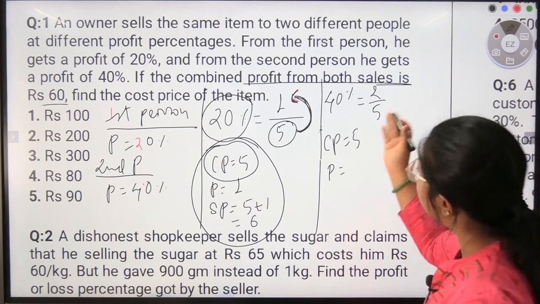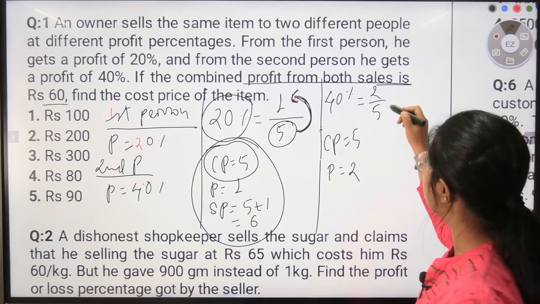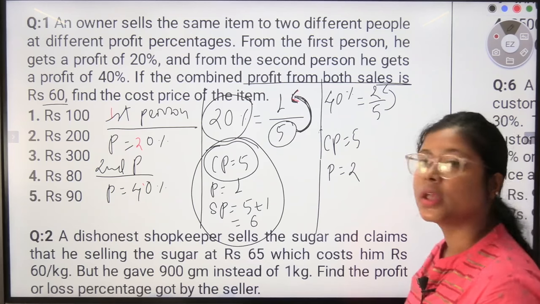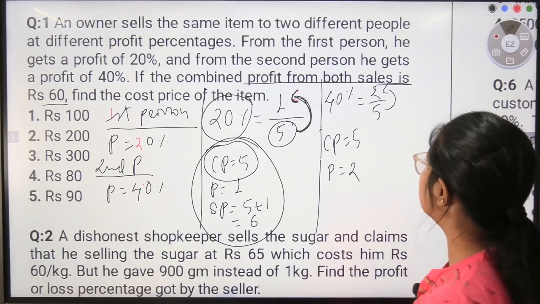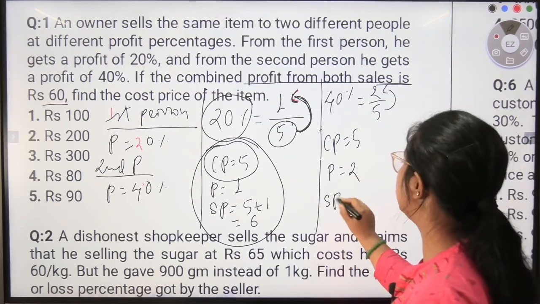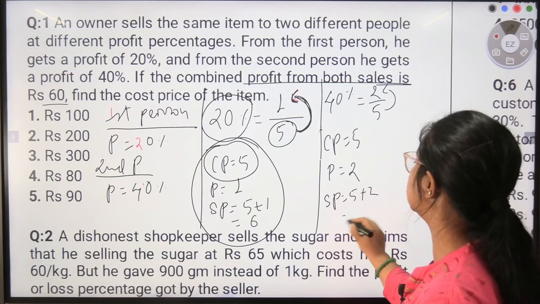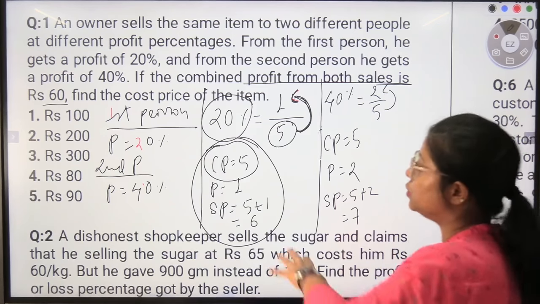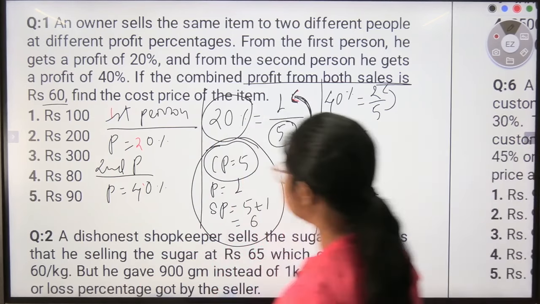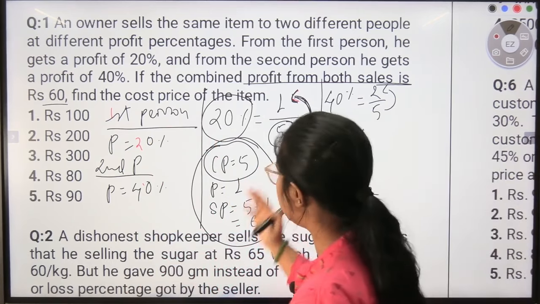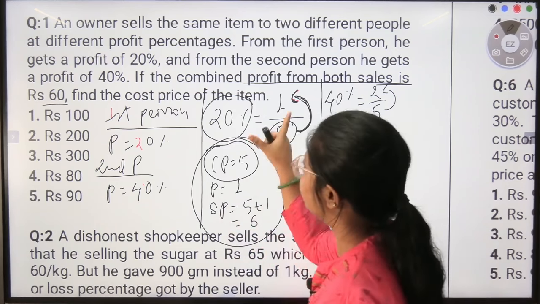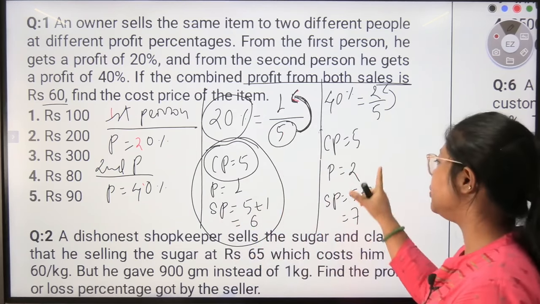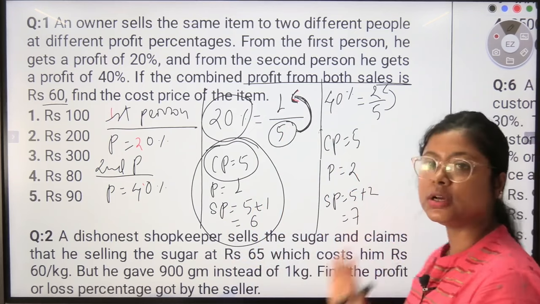So if 40% is equal to 2 by 5, that means if I consider my CP to be 5, then my profit amount becomes how much? Equal to my numerator, which is 2. So SP would be how much? 5 plus 2 is equal to 7. So from the profit percentages, I have calculated my CP and SP ratios. My CP would be 5 and SP would be 6 for the first person, and my CP would be 5 and SP would be 7 for the second person.